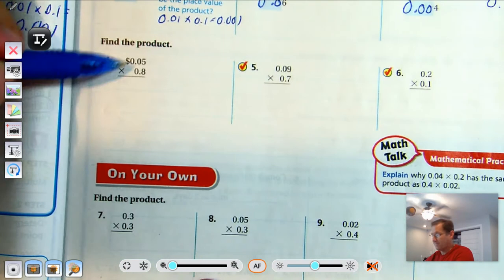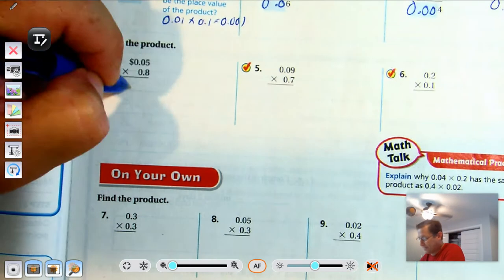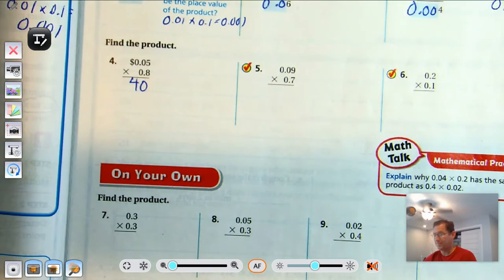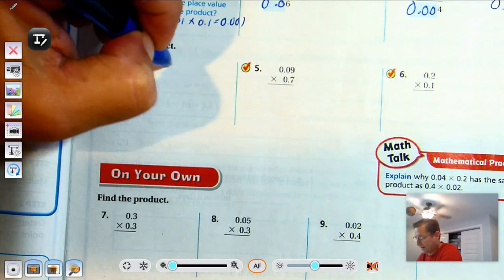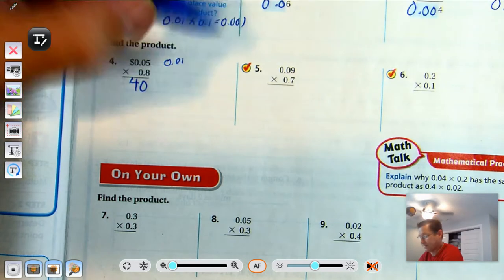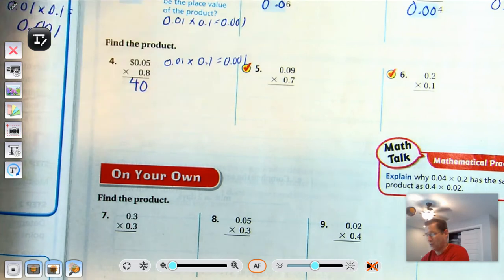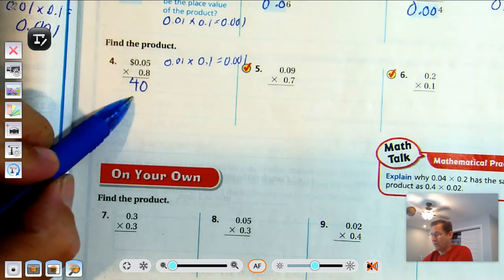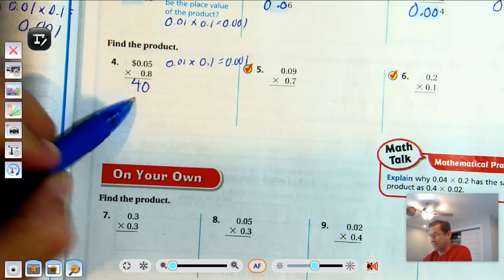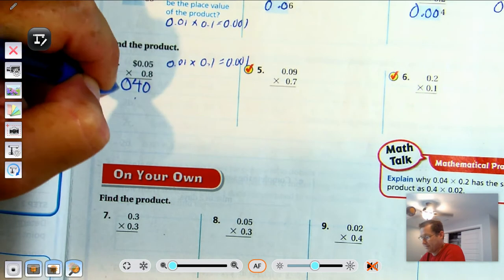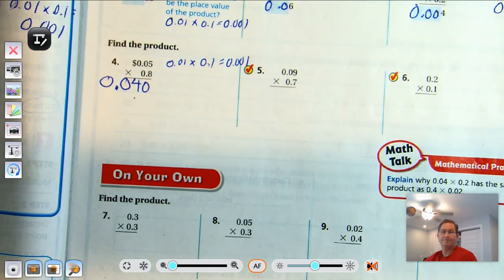Number 4. 5 times 8. 5 times 8 is 40. We're multiplying 2 hundredths by 1/10. Again, it's thousandths. Right now, I would only have 40 hundredths. So we're going to add a 0 to the left and put the decimal point.